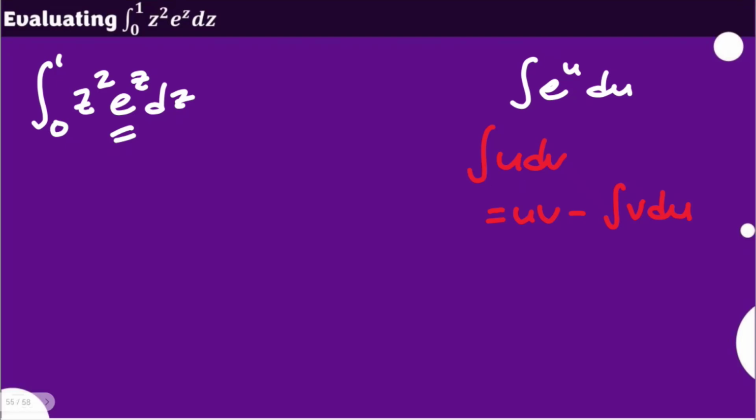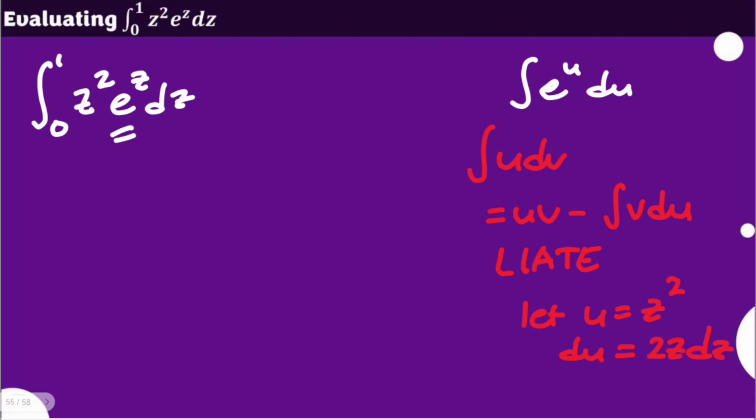And how do we identify the u? Take note, we are using this mnemonic. We consider the logarithmic forms first, then the inverse functions, the algebraic functions, the trigonometric functions before the exponential form. That would mean z squared would be our u. So our du is 2z dz.